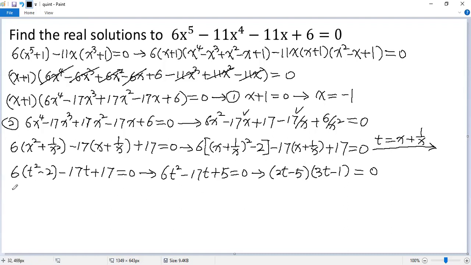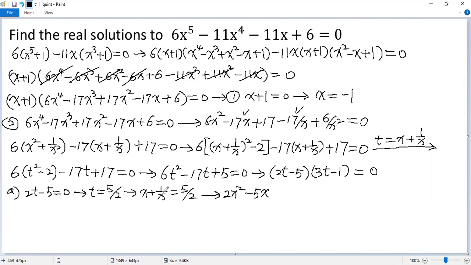So we have two cases again. The first case, if 2t minus 5 equals 0, so t equals 5 over 2. Let's get back to x. So we get x plus 1 over x equals 5 over 2. Now both sides times 2x. So this term becomes 2x squared. This term times 2x, we get 5x, move to the left side, minus 5x. Finally, this term times 2x, we get 2, equals 0. So you can factor it. That would be (2x minus 1) times (x minus 2) equals 0. So we get the third and the second solution: x equals 1 over 2, and for this one, x equals 2.